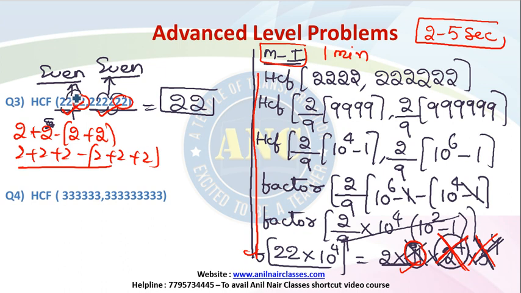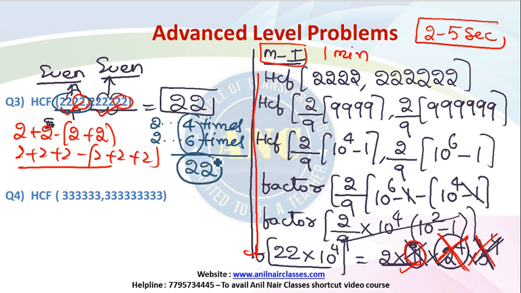Now if you see, 2 is written 4 times and 2 is written 6 times. What is the HCF of 4 times and 6 times? 2 times. The answer is nothing but 2 written 2 times.